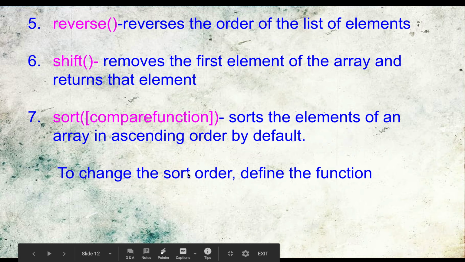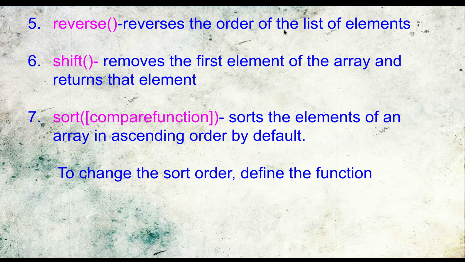Next method is reverse, which reverses the order of the list of elements in the array. Shift removes the first element of the array and returns that element. Pop removes the last element, whereas shift removes the first element. And sort is a method that is used to sort the elements of an array in ascending order. That is the default order.